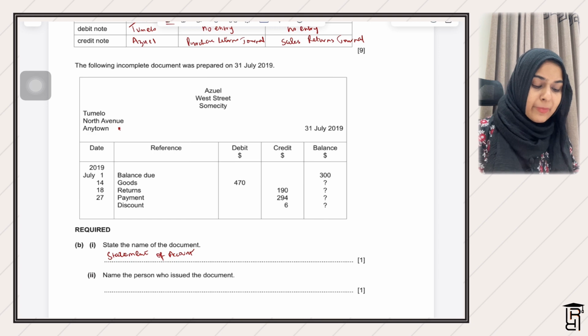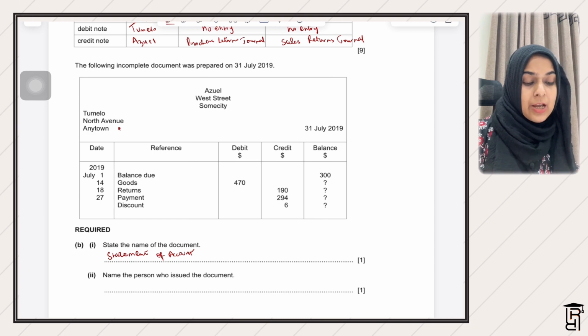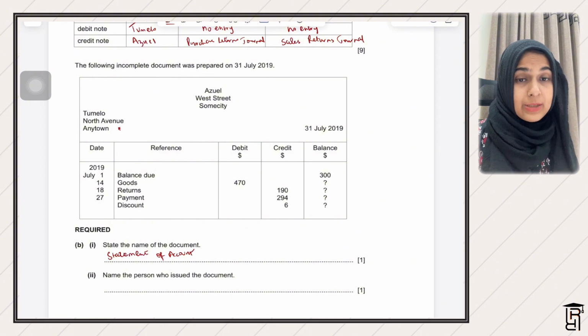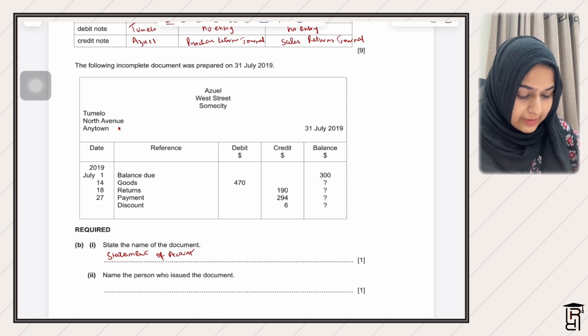And then they're saying name the person who issued the document. On the top it's Aswell's name, and the issuer's name and address are always on the top. So I'll write here Aswell is the issuer.